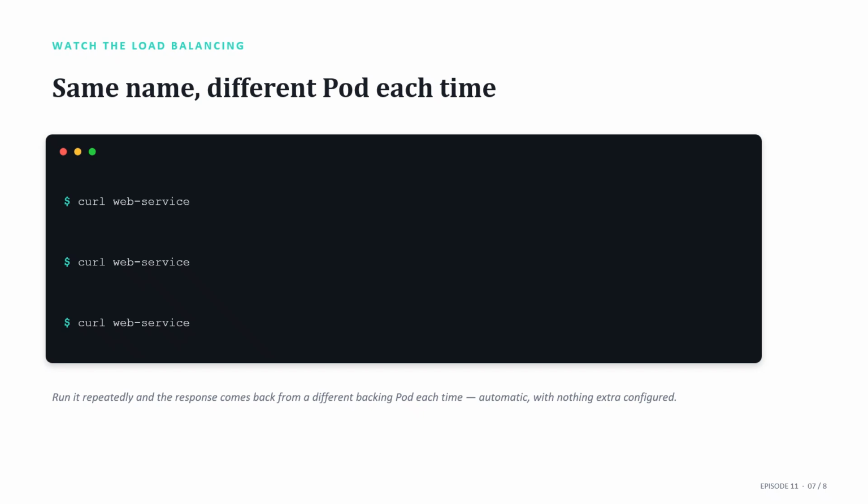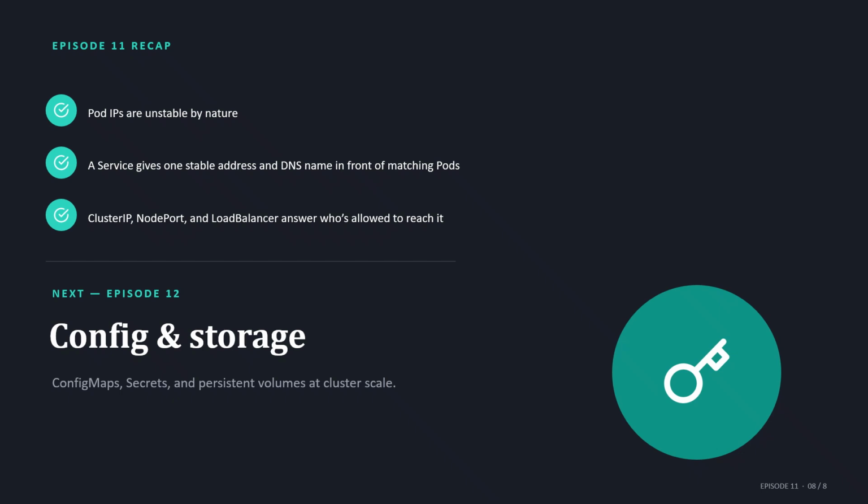Let's recap. Pod IPs are unstable by nature. A service gives you one stable address and DNS name in front of however many pods currently match its selector and load balances across them. And ClusterIP, NodePort, and LoadBalancer answer the question of who's allowed to reach it. Internal cluster traffic, external node access, or a real internet-facing endpoint.